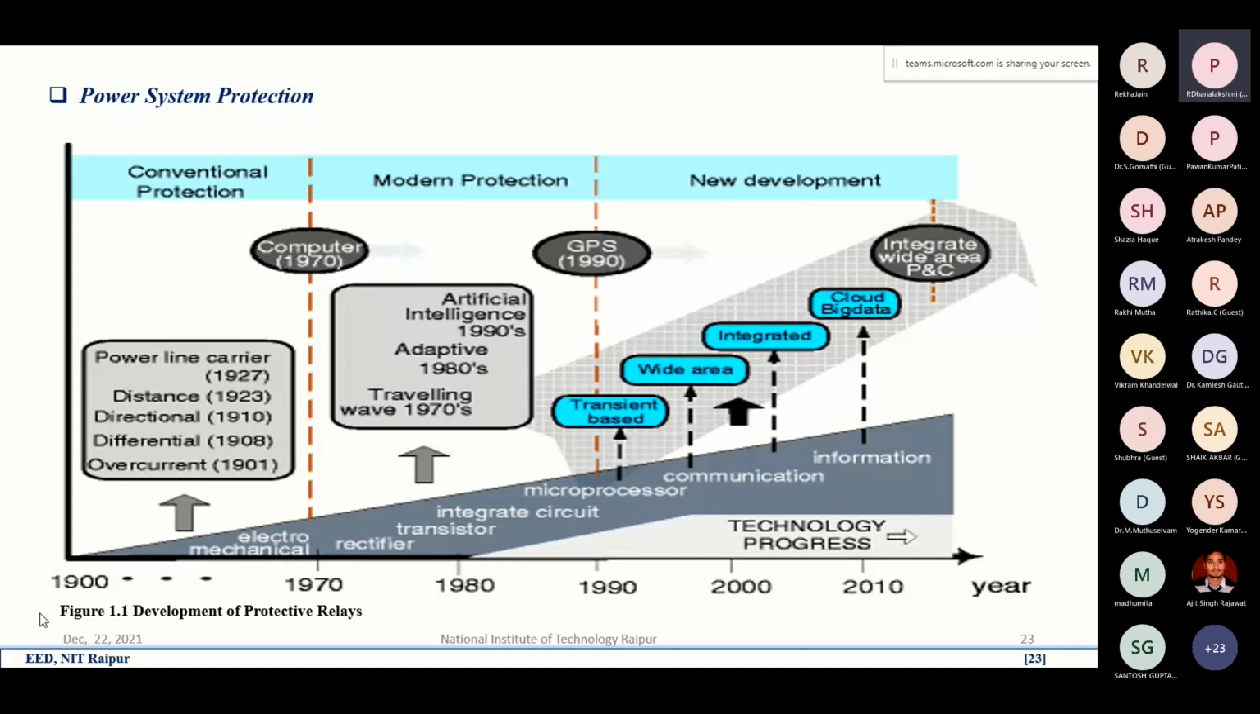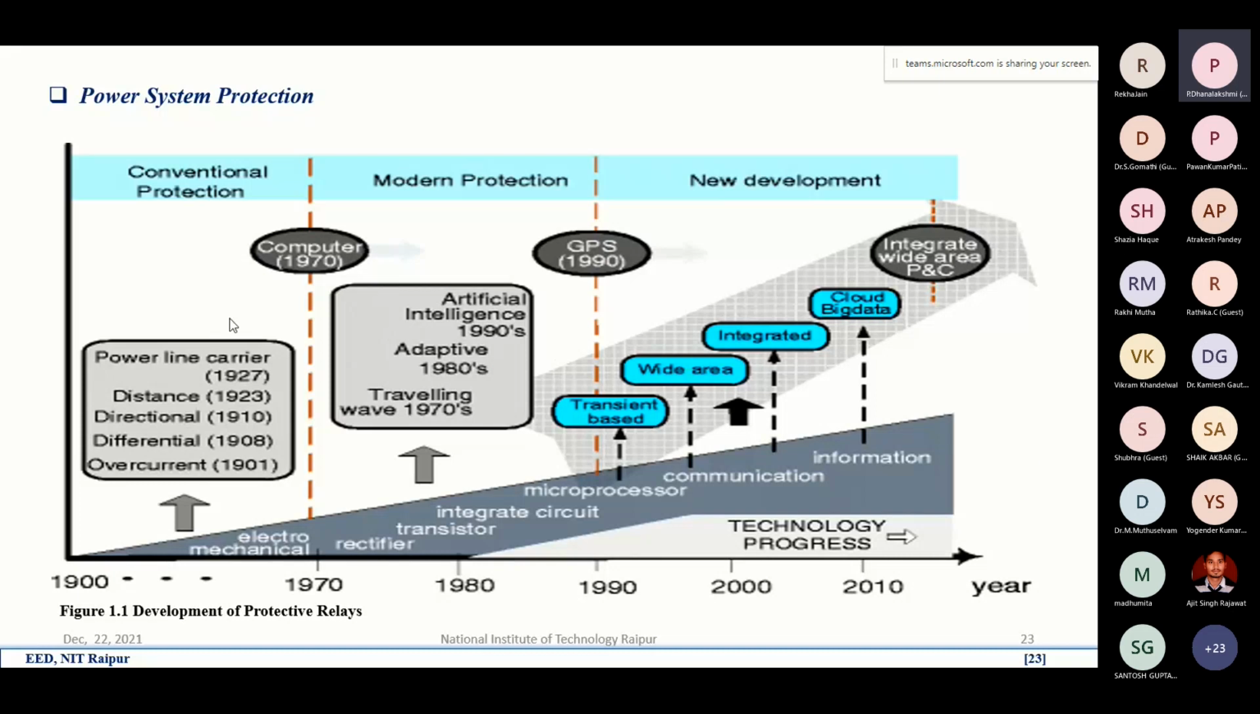Now, over the years, from the 19th century to the 21st century, there have been various evolutions in protection technologies. Particularly the new developments, which consist of wide area based, integrated, transient, and cloud big data based energies, all these developments, which involve the use of communication and information technology, are getting more and more interest from relay manufacturers to develop power system protective relaying.